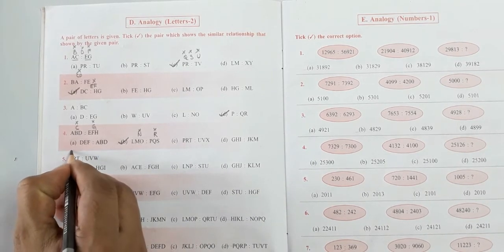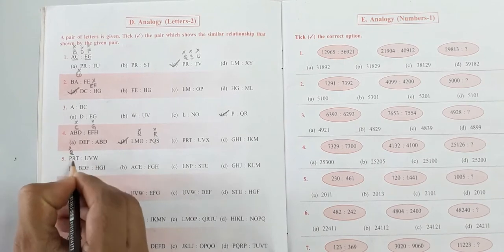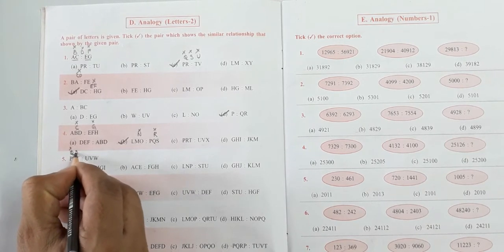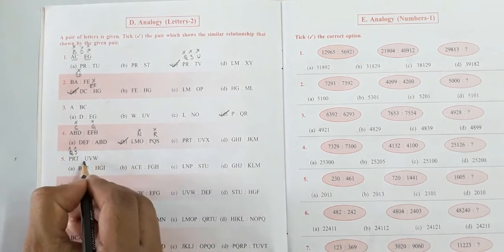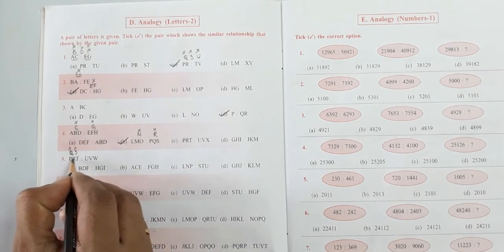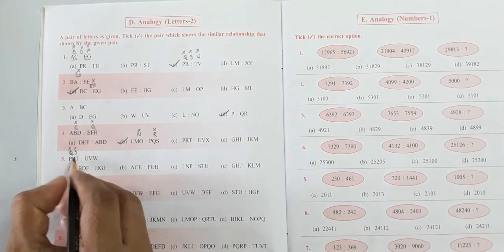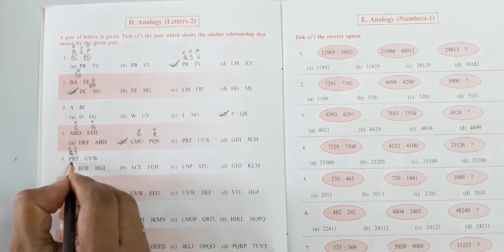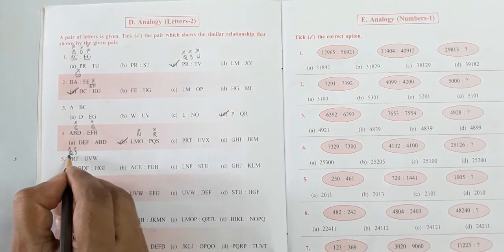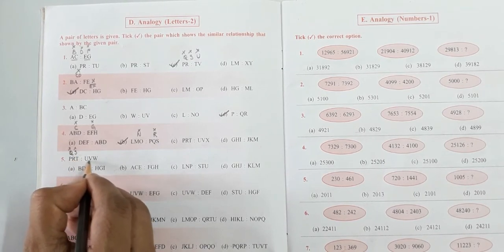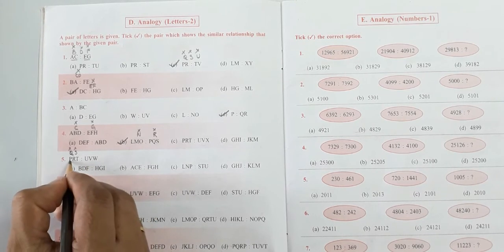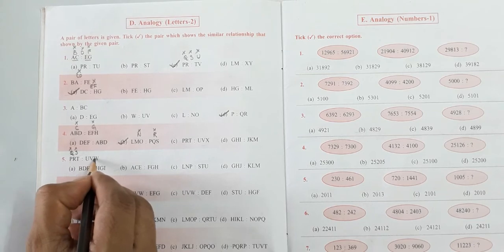P, Q is missing. R, S is missing. U, V, W. Here all the letters are in continuous sequence, whereas in the first session of letters, after each letter one letter is missing, whereas in the second part, no letter is missing. P, Q, R, S, T, U, V, W.